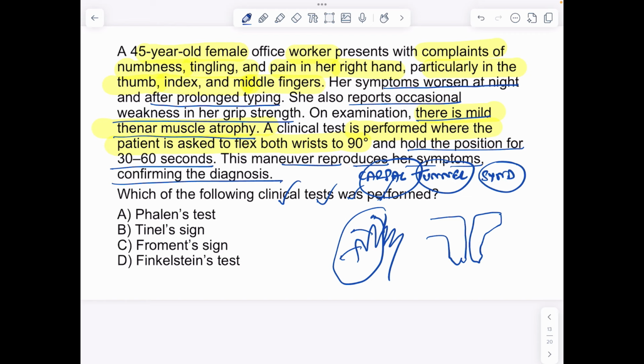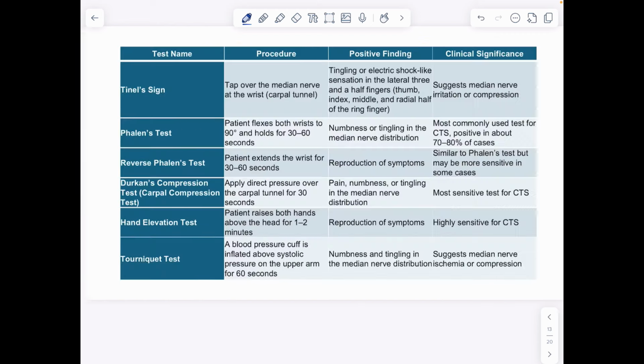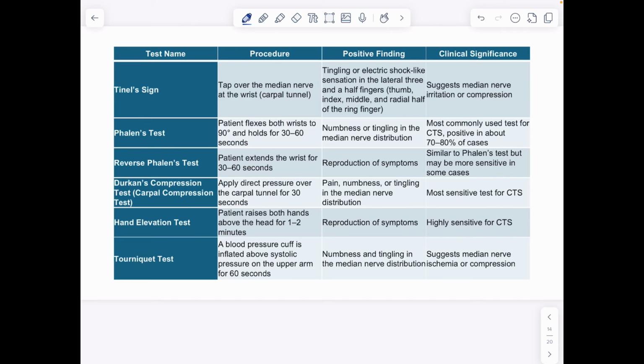This is something which we are not going to talk about: under the flexor retinaculum, it is affected. What are going to be the clinical features? But in the NEET PG examination, particularly what they used to ask are the tests. So one of the tests is the Phalen test, which you are already aware of, where the patient flexes both the wrists to 90 degrees against each other and holds it for 30 to 60 seconds. It is a provocative test.